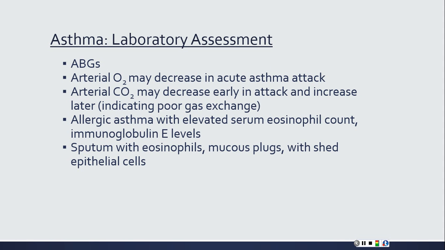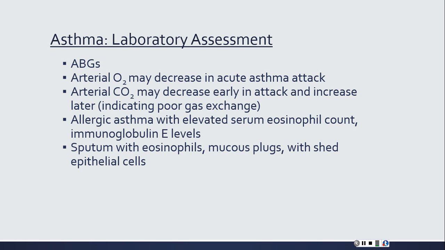Allergic asthma, these patients are going to have elevated eosinophil counts. Also immunoglobulin E levels. Sputum may also contain the eosinophils, mucus plugs, also with the shed epithelial cells. These are things we're going to look at from a diagnostic perspective.